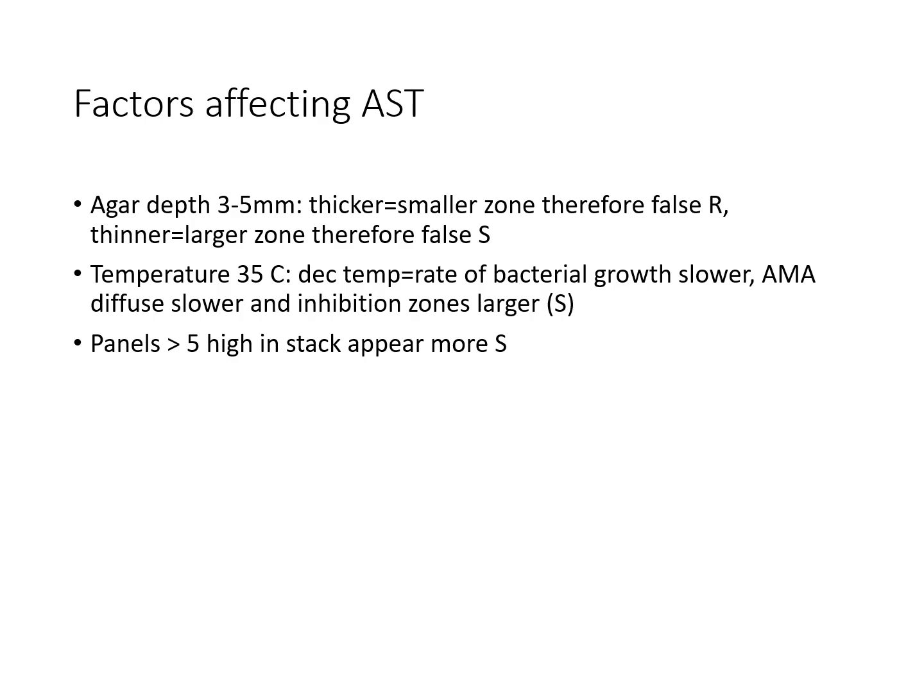Some factors that can affect the AST results, continuing. The agar depth should be 3 to 5 millimeters. If it's a thicker agar, we can have a smaller inhibition zone, which can lead to a false resistance. If we have thinner agar, we can get a larger inhibition zone, which can lead to a false susceptibility.